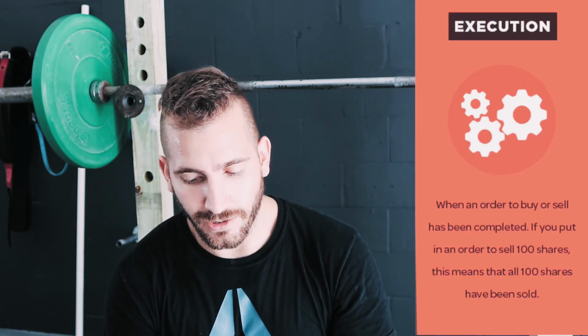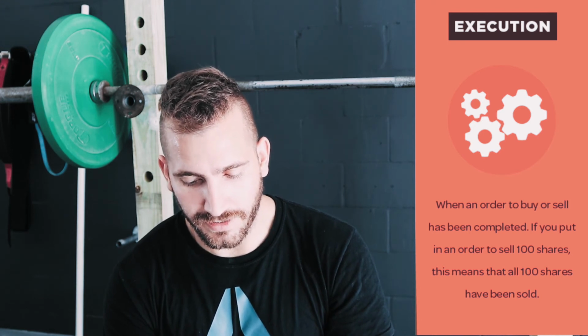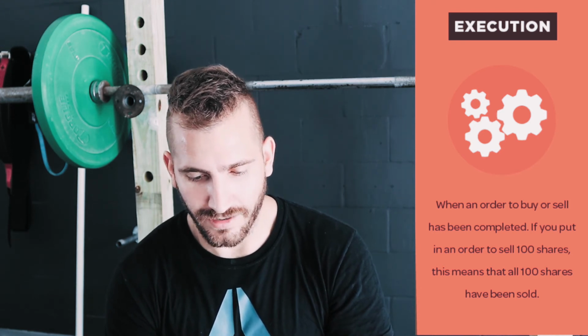Exchange. An exchange is a place in which different investments are traded. The most well known in the United States are the New York Stock Exchange and the NASDAQ. Execution. When an order to buy or sell has been completed. If you put in an order to sell 100 shares, this means that all 100 shares have been sold. All right, we're almost done, guys.